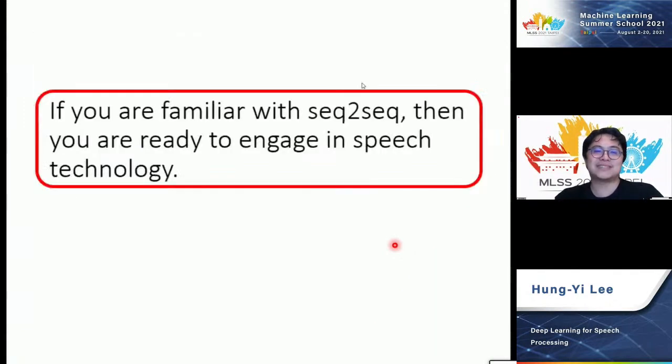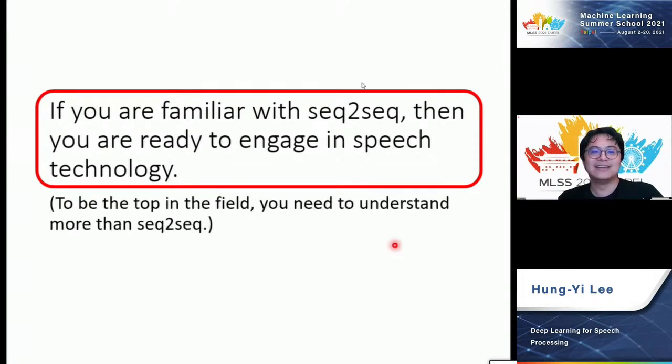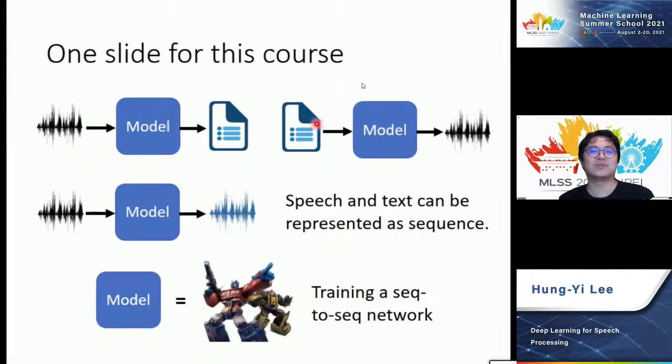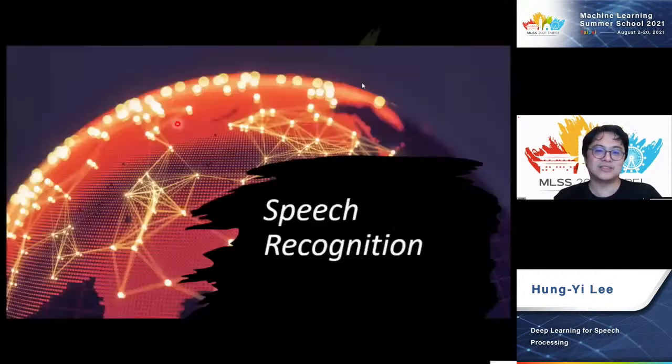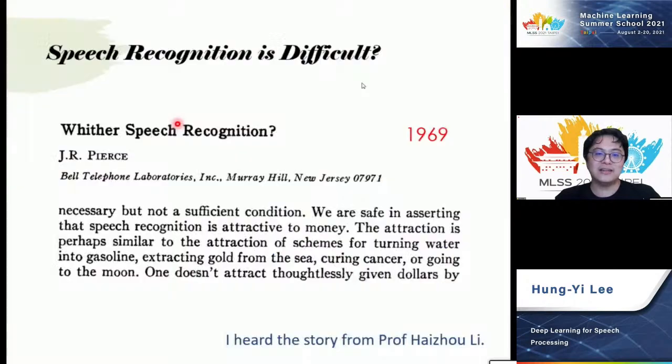So probably besides that you know that sequence-to-sequence model is good enough, I can also let you know that if you want to be the top in the field, you need to understand something more than sequence-to-sequence model. Let me share more about those 3 categories of model with you. For the first category, input speech signal, output text, this is actually speech recognition. I believe all of you are already very familiar with speech recognition technology. And here I want to share with you some history about speech recognition.